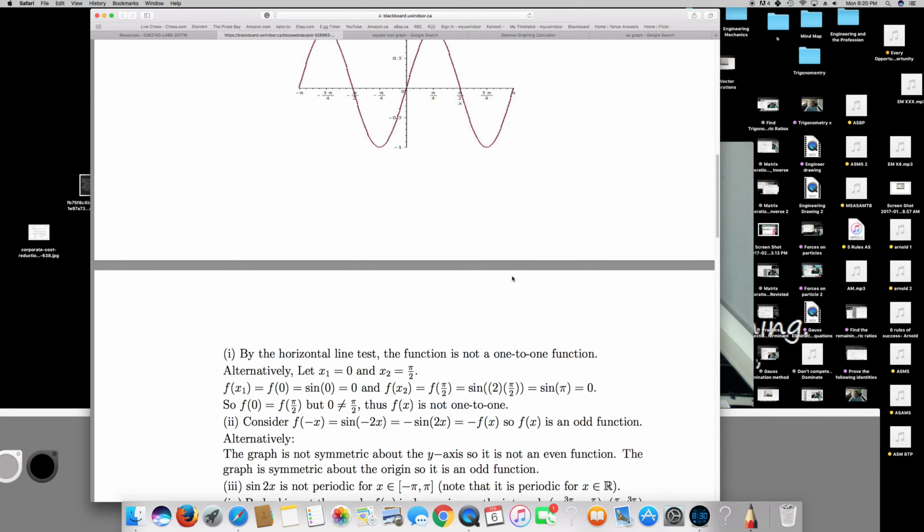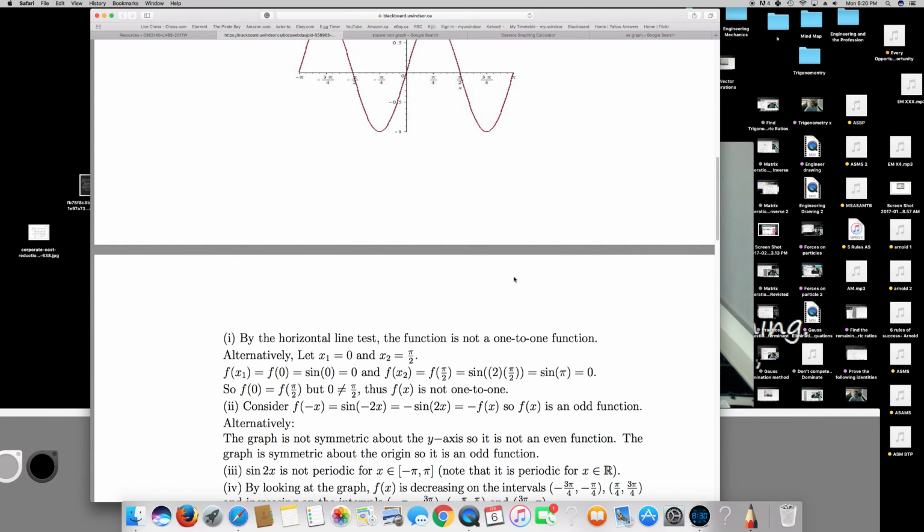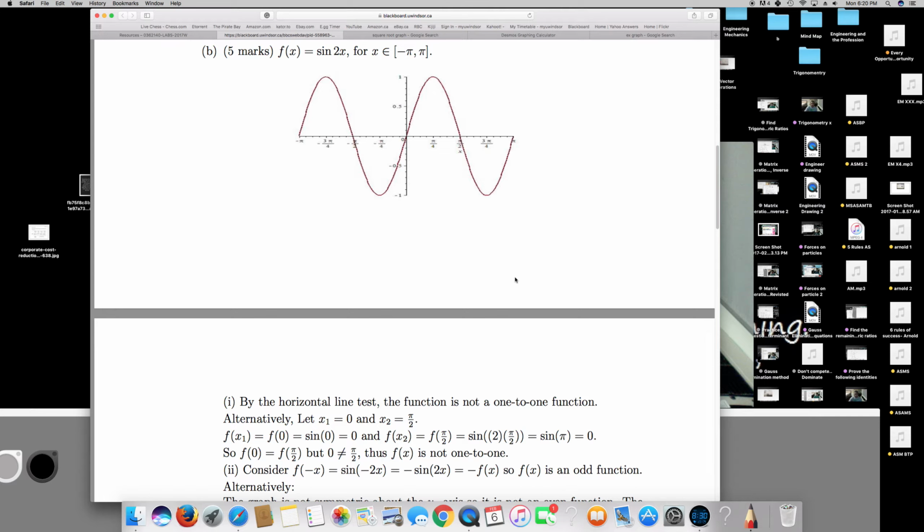And from this, the question is asking whether it's one to one. If you want to know whether it's one to one, just draw a horizontal line. If it's touching two points, and if you draw this graph it's already touching two points, right? Therefore it's not a one to one function.